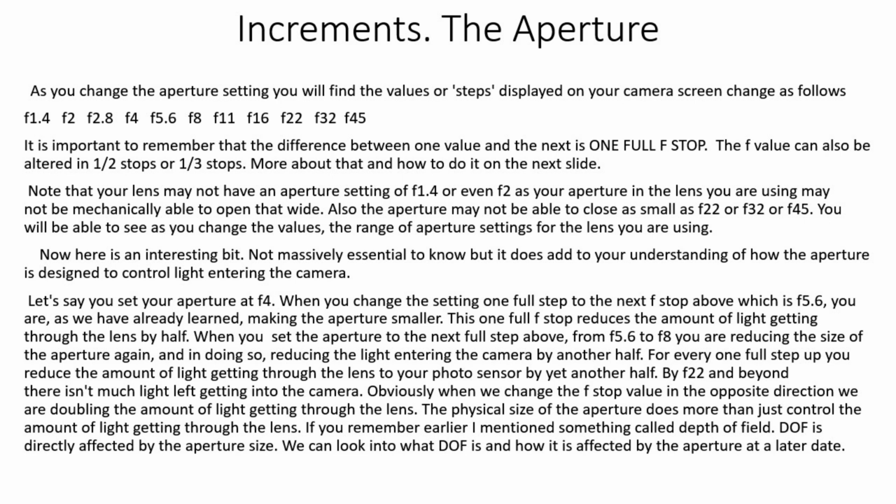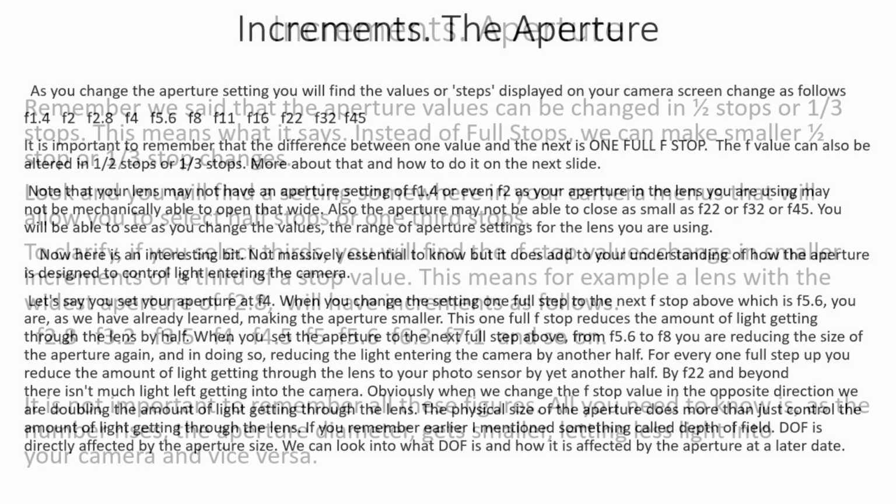The physical size of the aperture does more than just control the amount of light getting through the lens. If you remember earlier, I mentioned something called depth of field. DOF is directly affected by the aperture size. We can look into what DOF is and how it is affected by the aperture at a later date.